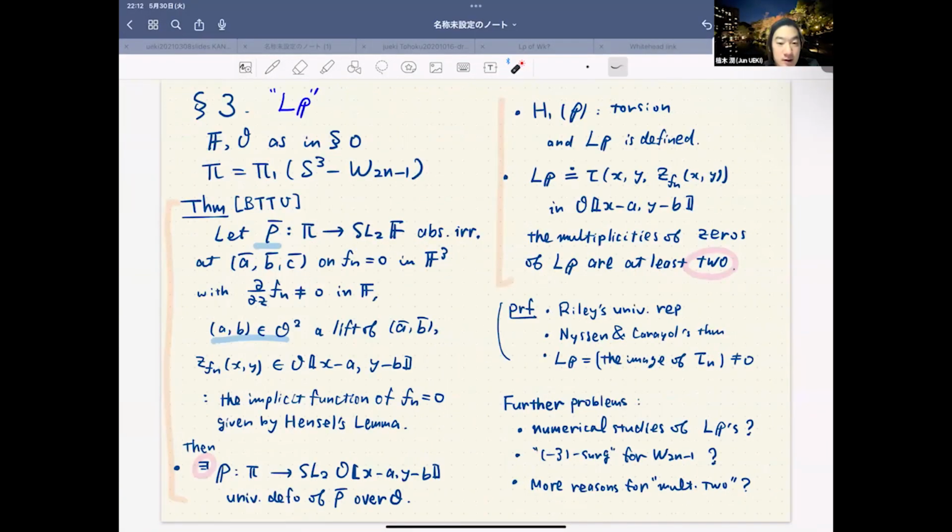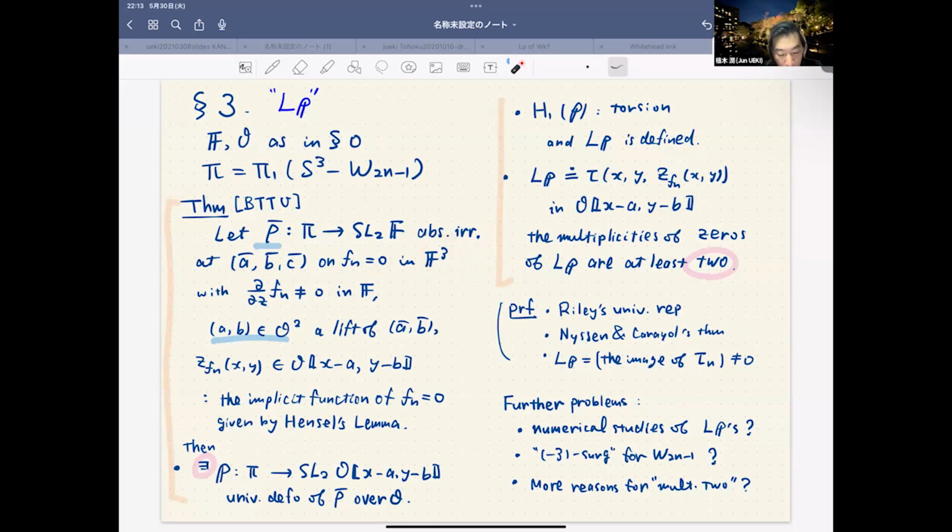Finally, I'll give some remarks on the L-function and stop. Let F be a finite field and O be a CDVR as in section 0. And let pi be the link group of W_{2n-1}. Then here is our theorem. Let rho bar be an absolutely irreducible representation over a finite field at a bar, b bar, c bar on F_n equals 0 in F^3.